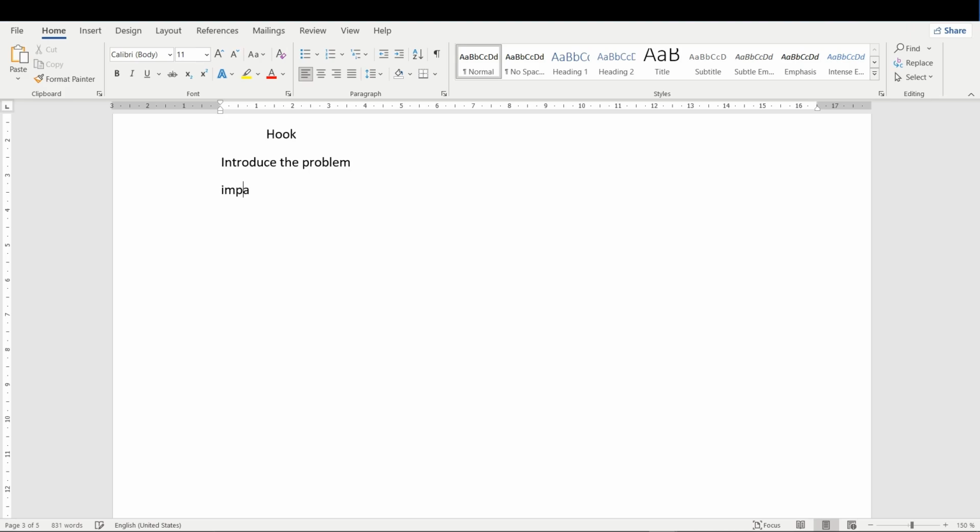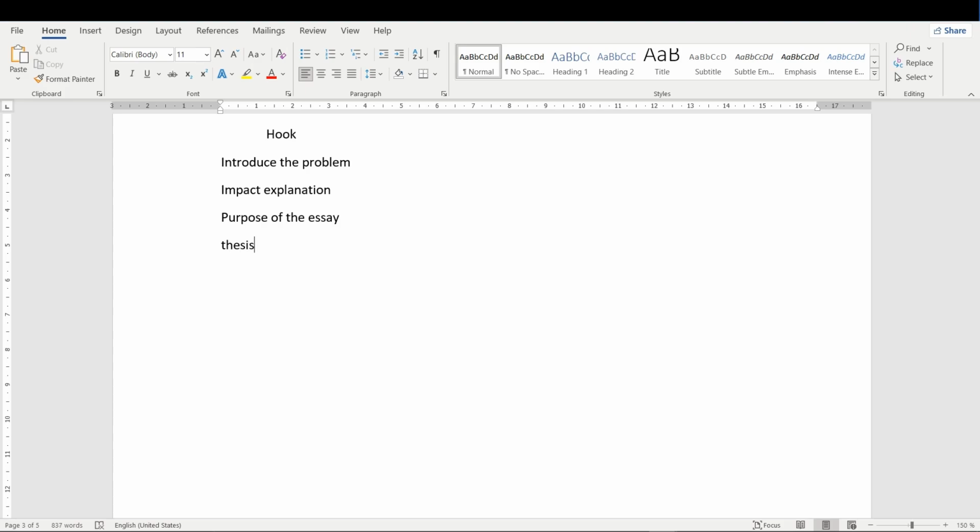Explain the impact. Briefly outline the effects or consequences of the problem. This helps to emphasize why it is important to address the issue. State the purpose of the essay. Indicate that you will be discussing potential solutions. This sets the stage for the rest of your essay.